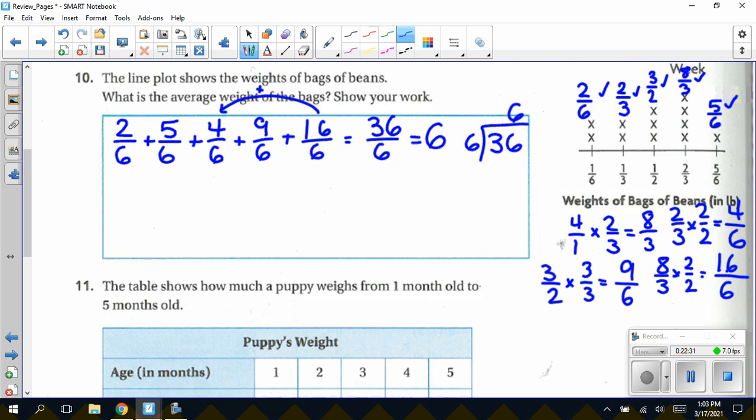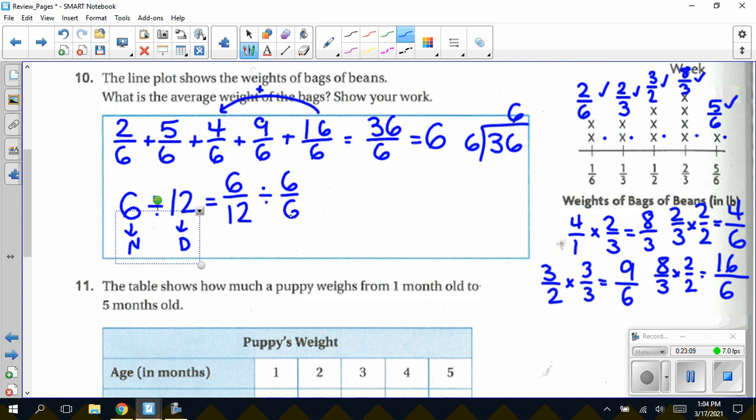Now that we have the total, I'm going to divide that total by the number of x's that my line plot has. So I have 2, 4, plus 3 is 7, plus 4 is 11, plus 1 is 12. So I have a total of 12 x's. And so when I take 6 divided by 12, the first number is the numerator of my fraction. The second number is the denominator. So I have 6/12.